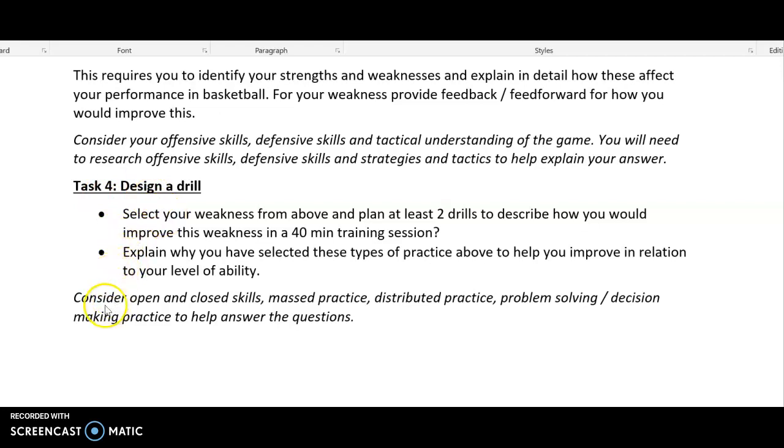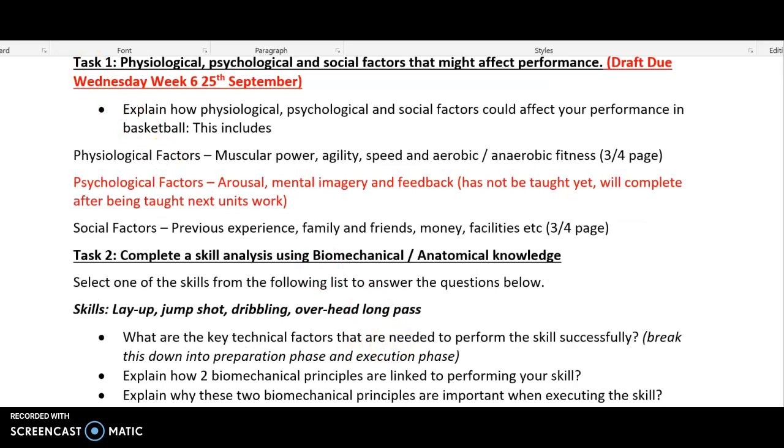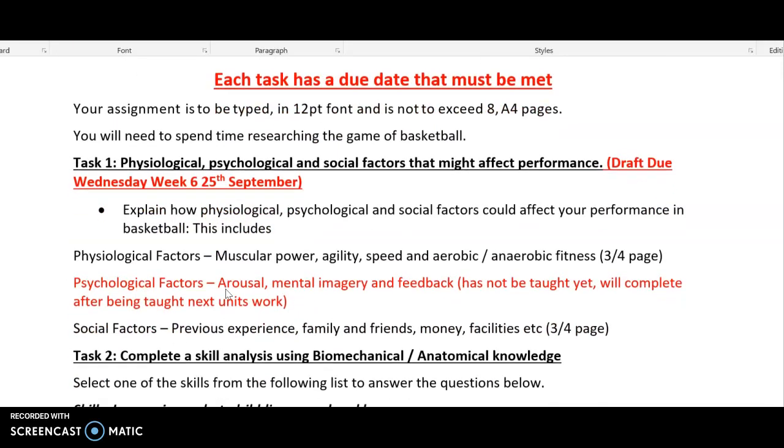And some of this information, if you see down here, open and closed skills, mass practice, we haven't taught you this information yet. It's included in a next unit that will be done shortly. So again, hence why we're focusing on task 1 at the moment. We will be teaching this, so it will become quite relevant to you. So again, this will be due later this term.